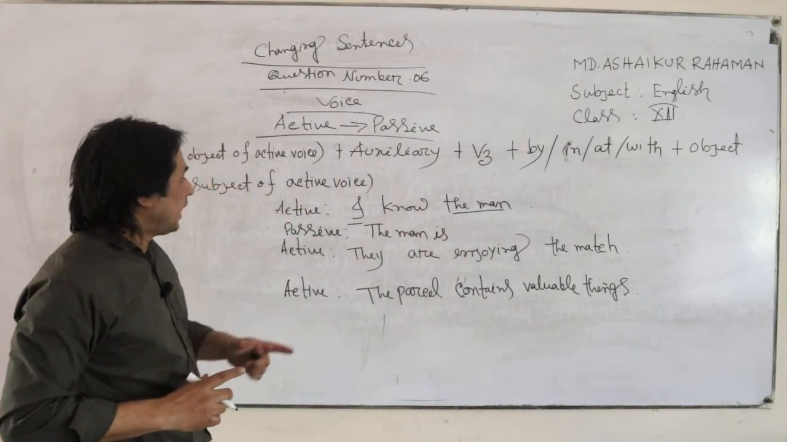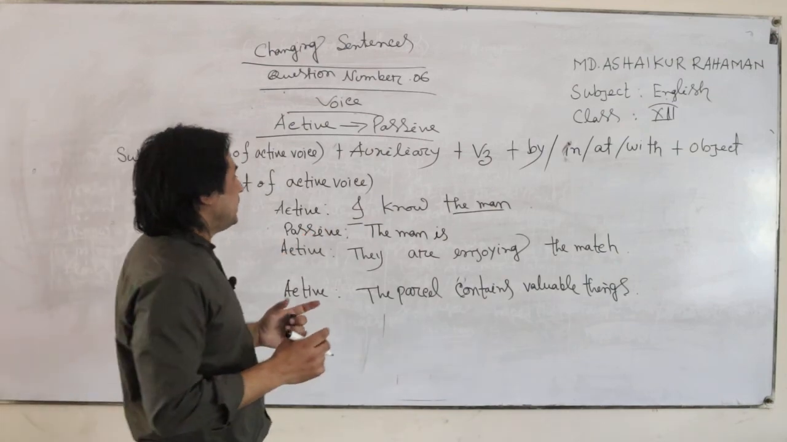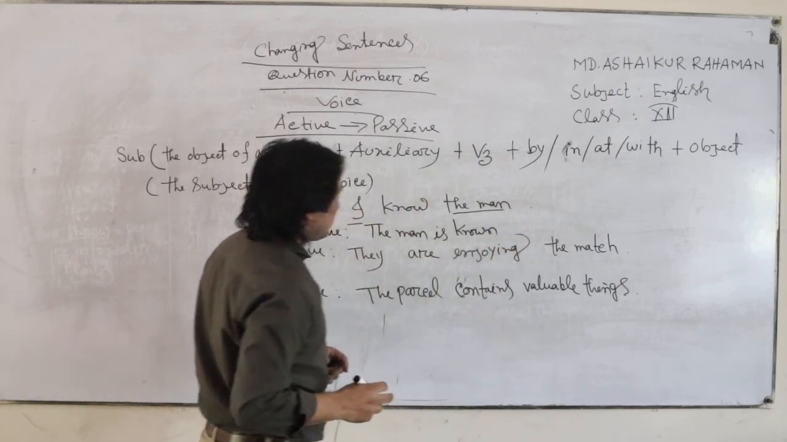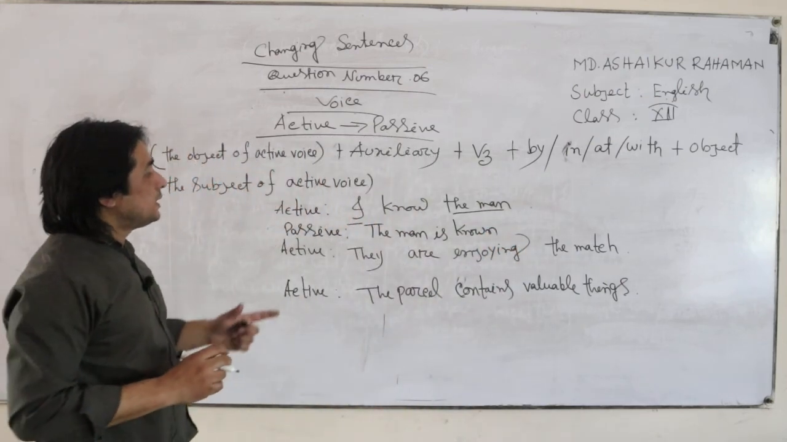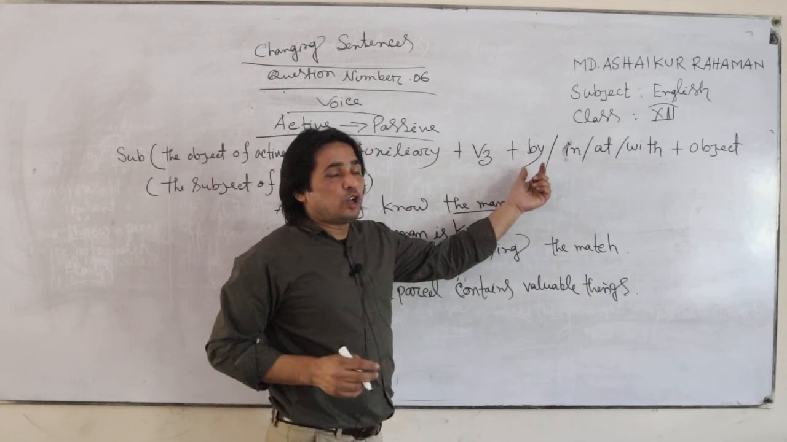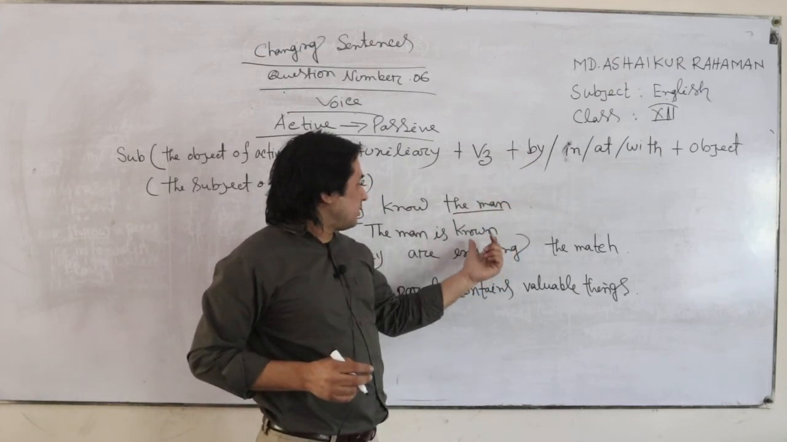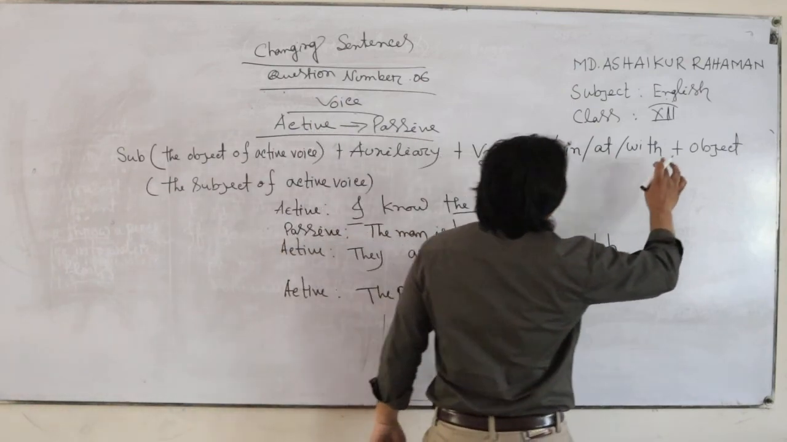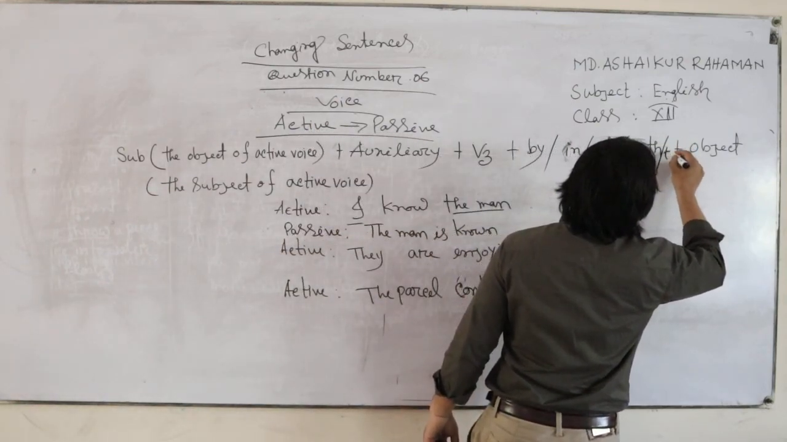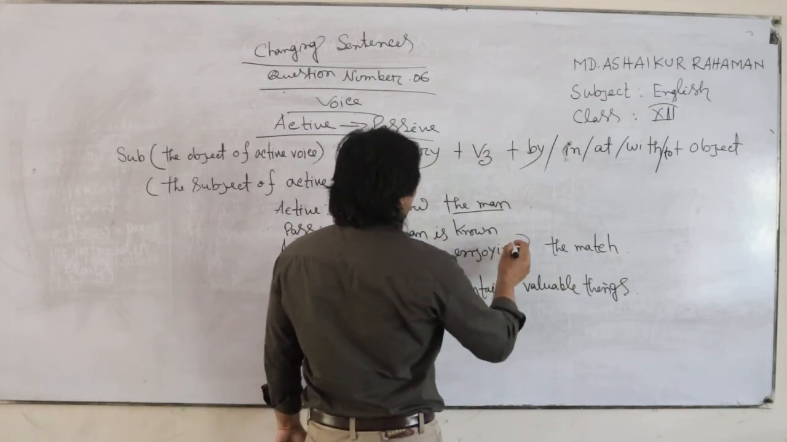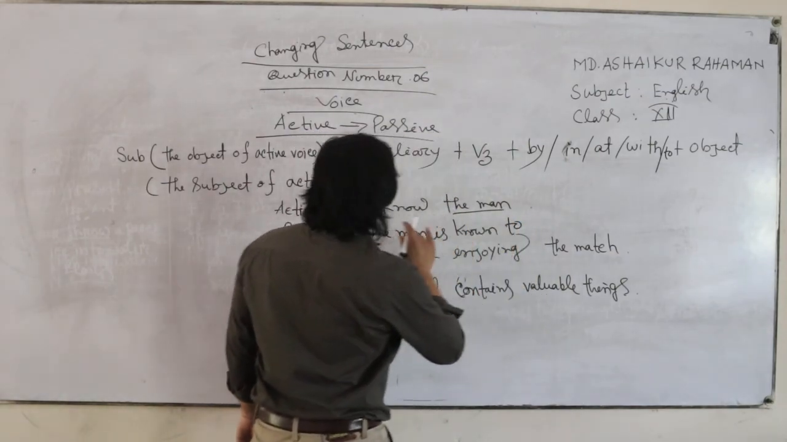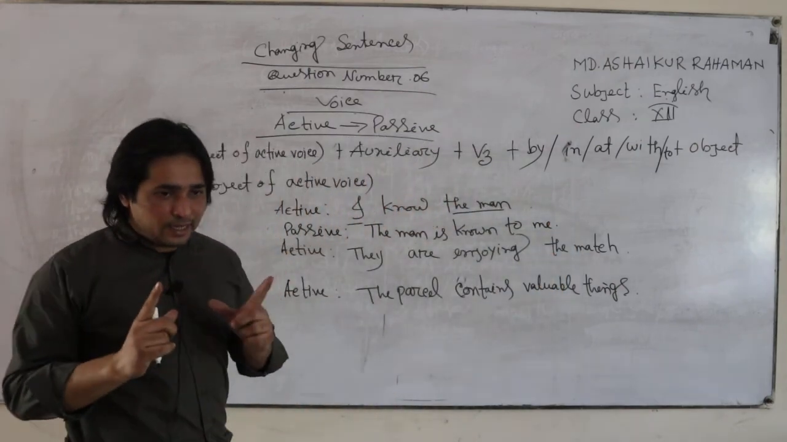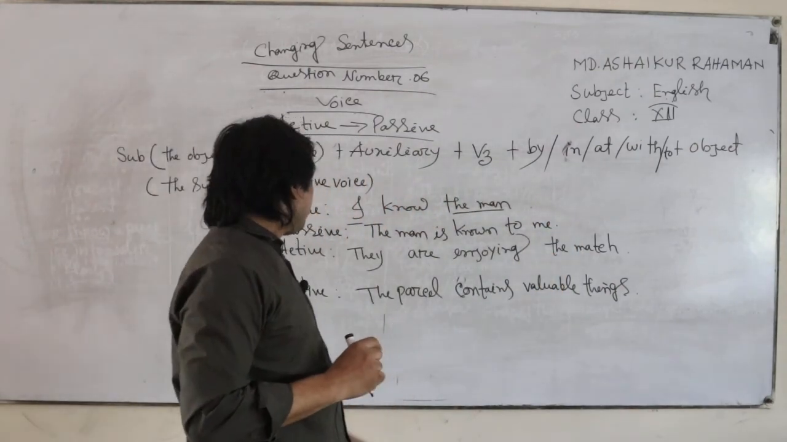And then the third form of the verb. The man is known. Then we will not be able to use by here because the verb know takes to. Though it is not here, I have to mention it here: to. So, known to. The object form of I is me. The man is known to me.